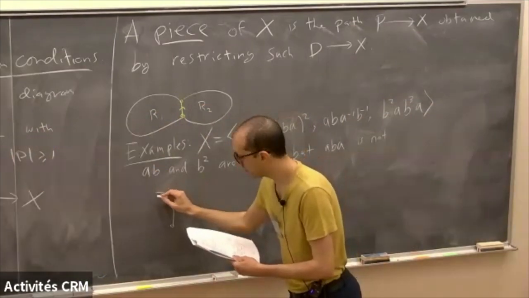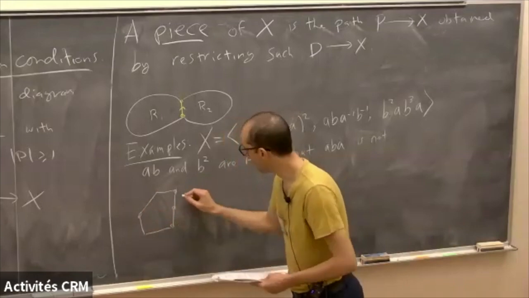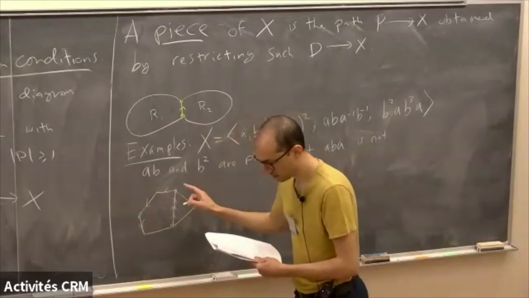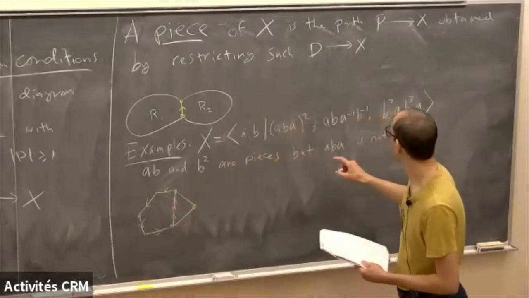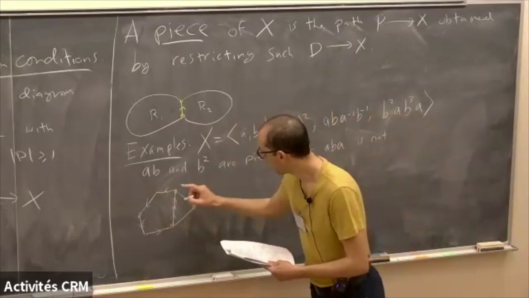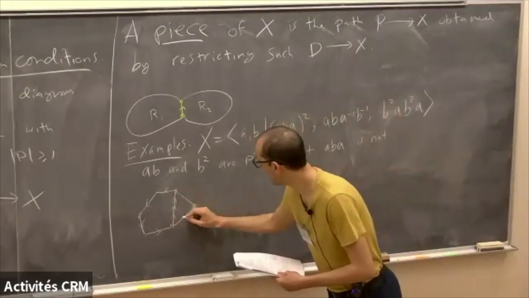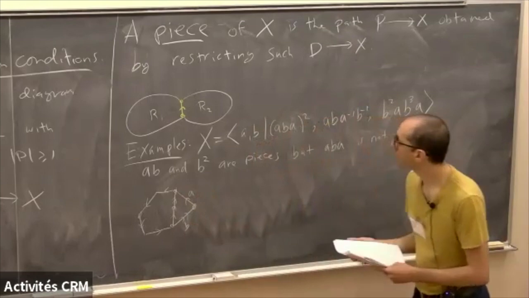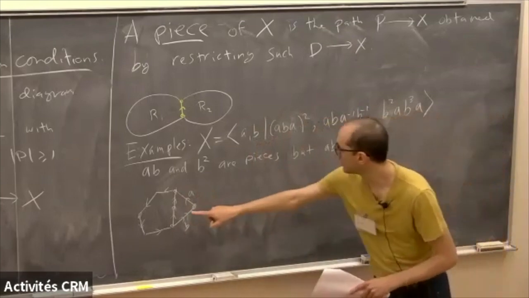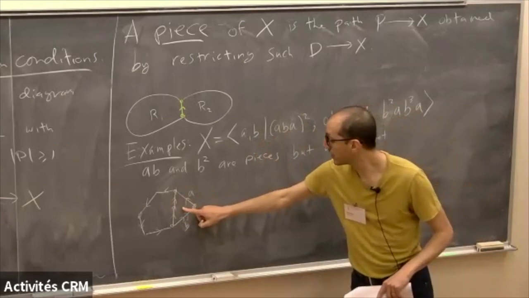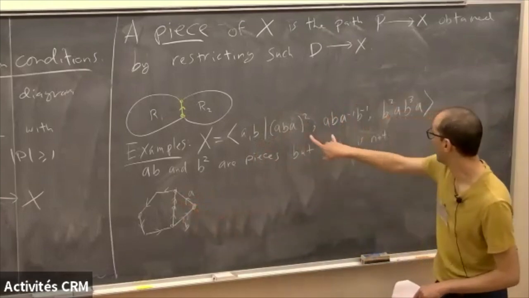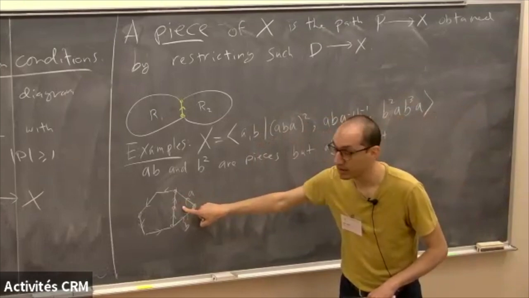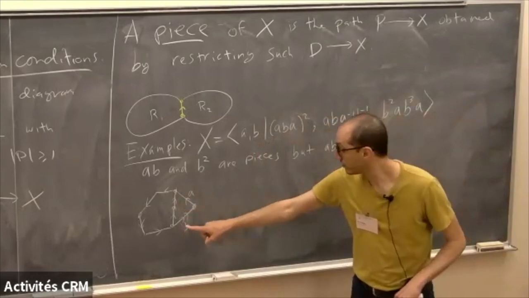Okay, so let's draw some disk diagrams that show why these are pieces. A, B, ABA, ABA. And then this also appears here as AB, A inverse, B inverse. So this shows that AB is a piece, because AB appears along these two relators. We glue them together along the common word, and we get a disk diagram that's reduced.